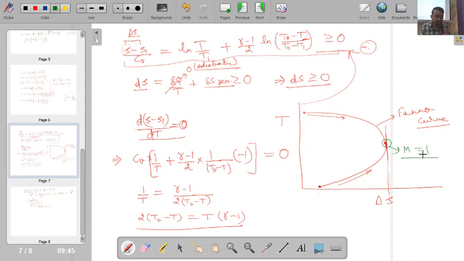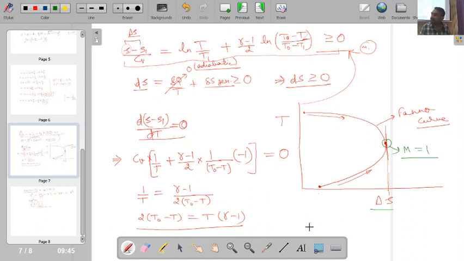So a simple correlation we have got is that first we plotted this entropy equation on the temperature and delta S axis, and we tried to find out what the condition is corresponding to the maximum entropy point. From this we have come to know that corresponding to the maximum entropy point, our Mach number is equal to 1.